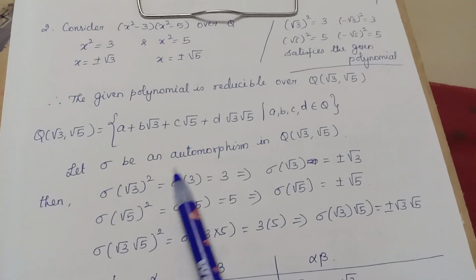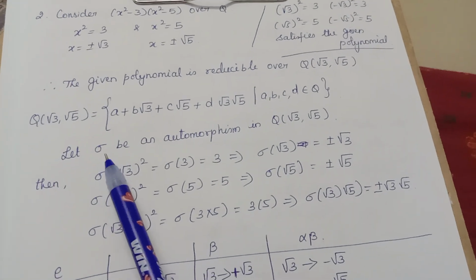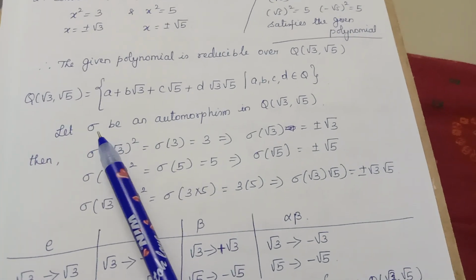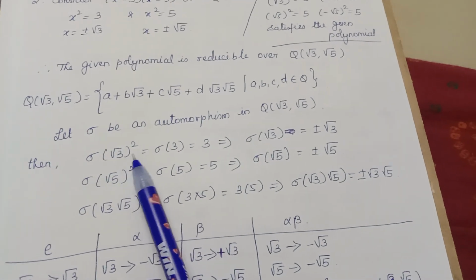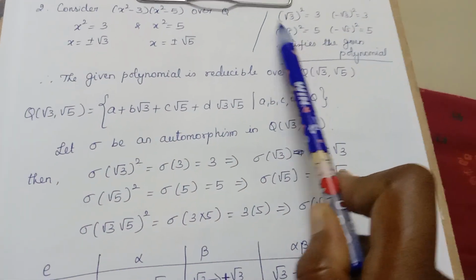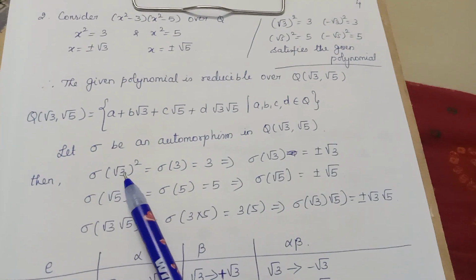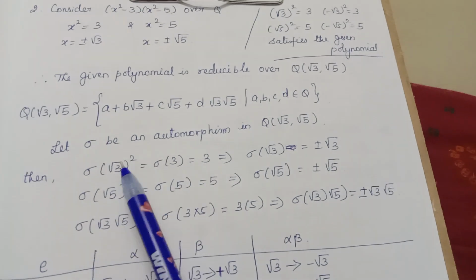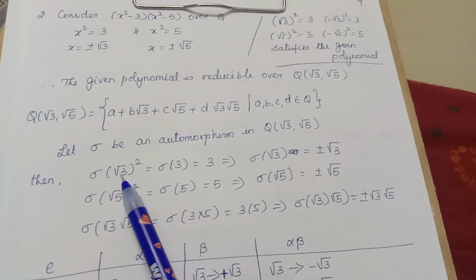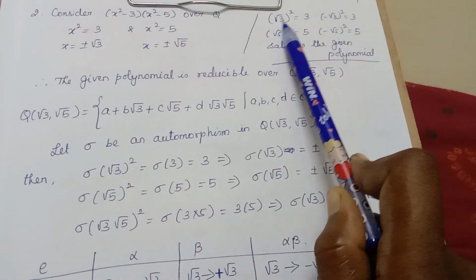Next, let sigma be an automorphism in the extension field. Then we want to find how this sigma acts on our roots. 4 roots we are having, no? Let us check how this sigma is behaving on the roots. Sigma of root 3 square equal to... why every time am I taking this as root 3 square? Because root 3 satisfies this factor, no? So root 3 square equal to 3. So sigma of root 3 square is equal to sigma of 3. I don't know how the sigma acts on this irrational number, so I want to eliminate this irrational number. For eliminating this irrational number, I am squaring because it is of degree 2.